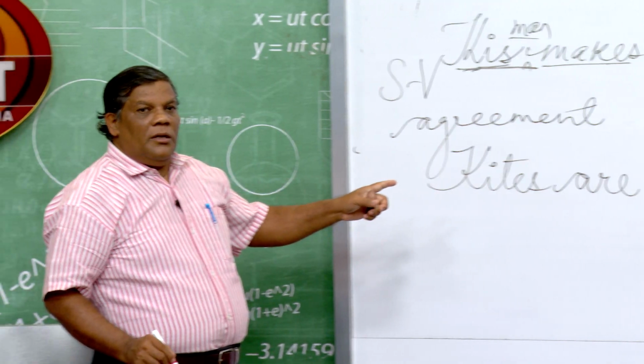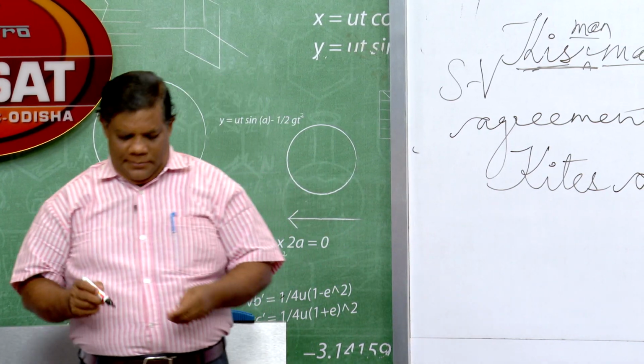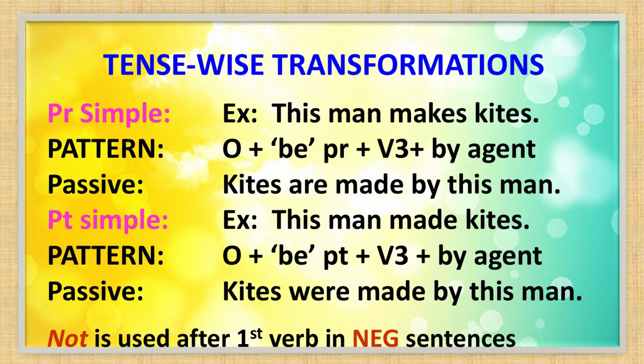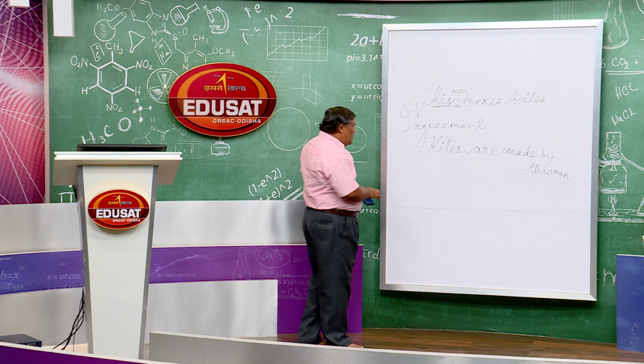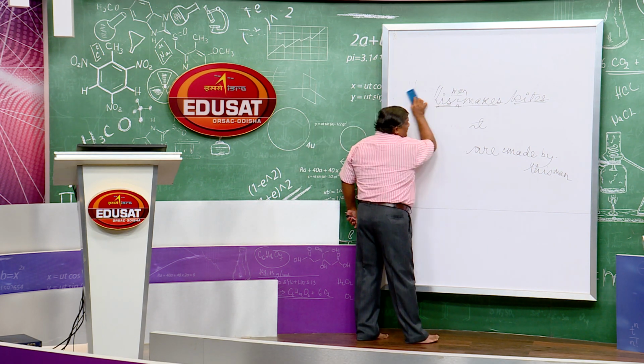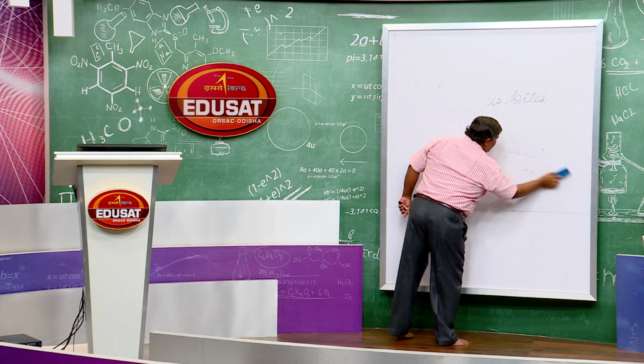Therefore, this is called subject verb agreement. Subject verb agreement is important. Now come to the tense wise transformation of sentences. Before going to the tense wise transformation of sentences, we have to take care of the objects, and let me now let you know the things for better recapitulation of the matter.